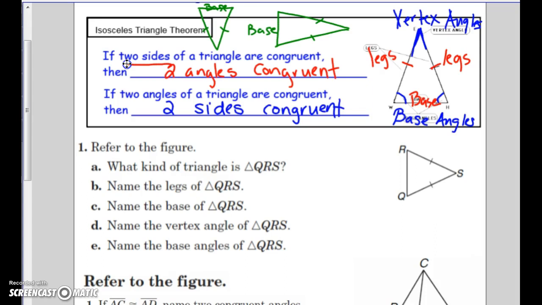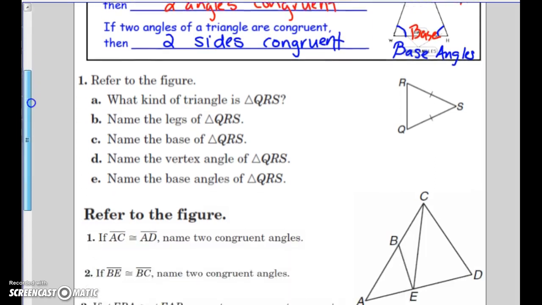Vertical, straight up and down. Vertex is a point. Vertical angles are when they make an X and they're across from each other. And now we have a vertex angle, and that's the angle where the two congruent sides come together. You're going to need to know the difference of each of those. We're going to keep talking about them.